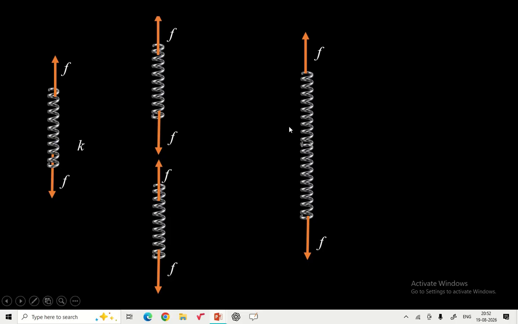So both the parts will elongate by the same amount by which they elongated in the earlier situation. If the elongation was x there, these springs will also elongate by x each, and the total elongation will become 2x. Therefore, the spring constant of this full spring is force divided by its elongation, so that is becoming k by 2.